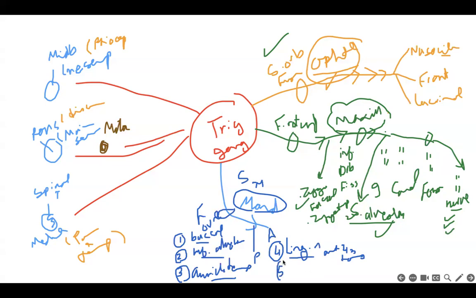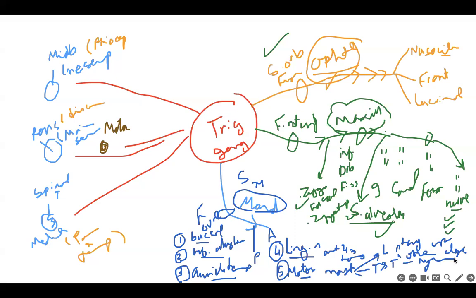Number five, and finally, it supplies the motor division. Motor to what? Number one, the mastication muscles, like masseter, temporalis, medial pterygoid and lateral pterygoid. Please concentrate: the lateral pterygoid will open the mouth or depress the mandible, but the other muscles will elevate or close the mouth. It also supplies two muscles named tensor tympani and tensor palati, and the mylohyoid muscle and the anterior belly of the digastric.